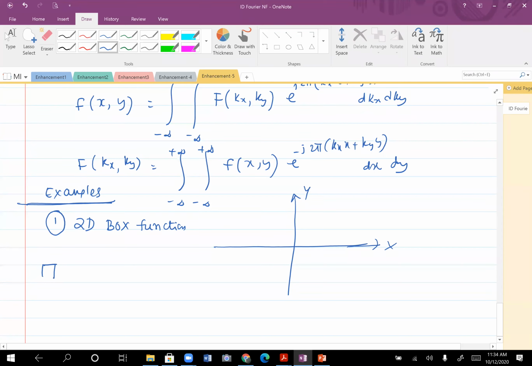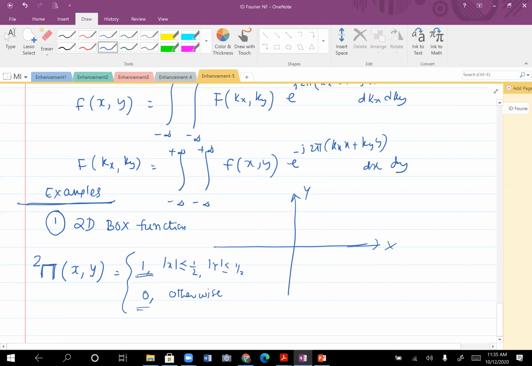So I would call it delta. Since it's 2D, maybe again this box symbol I'm using, I'm just writing 2 there. Of course, the moment I give two variables, that should be good enough. So how would it look? What is your guess now? How is it defined? 1 for x from minus 1 by 2 to 1 by 2 and mod y less than or equal to 1 by 2, otherwise 0. Good.